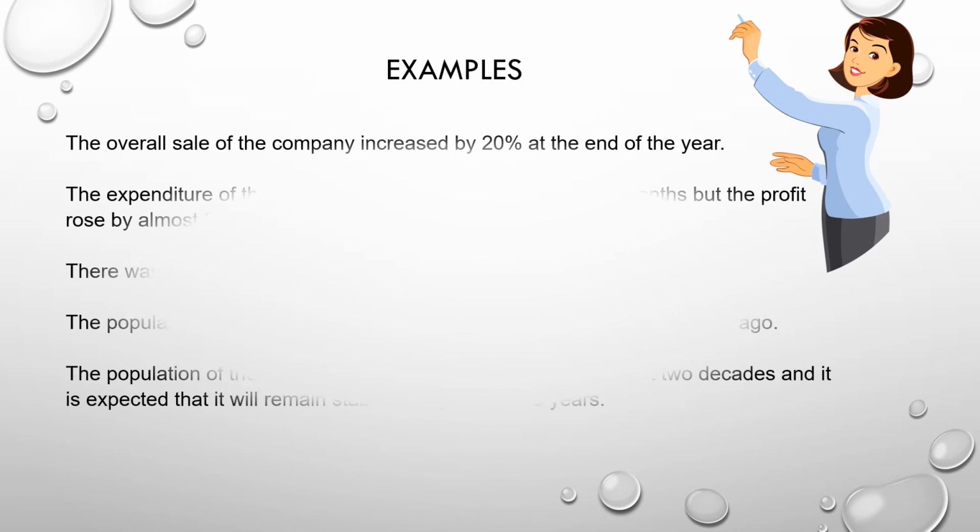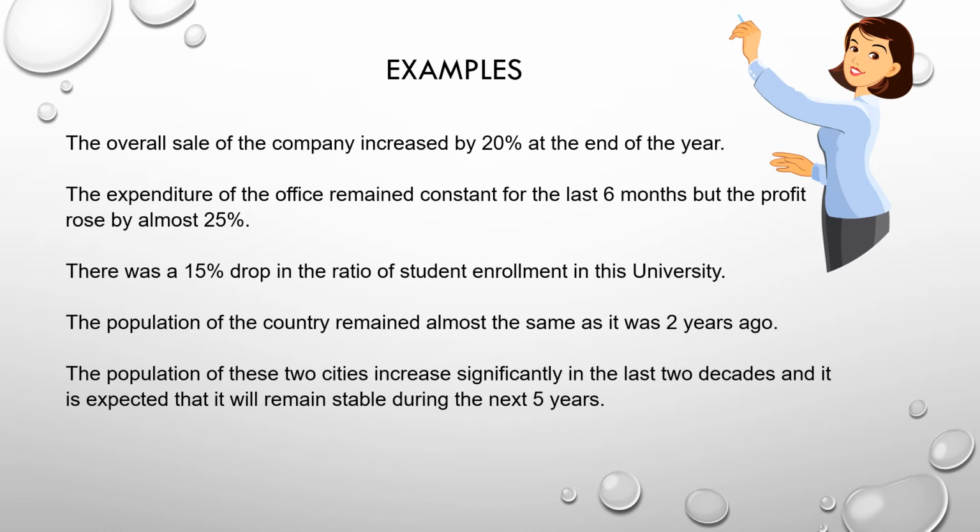Now let's talk about certain examples. The overall sale of the company increased by 20% at the end of the year, or the expenditure of the office remained constant for the last 6 months, but the profit rose by almost 25%. There was a 15% drop in the ratio of student enrollment in this university, or the population of the country remained almost the same as it was 2 years ago.